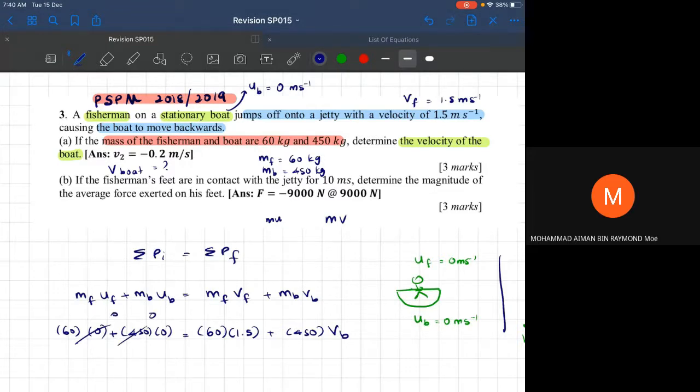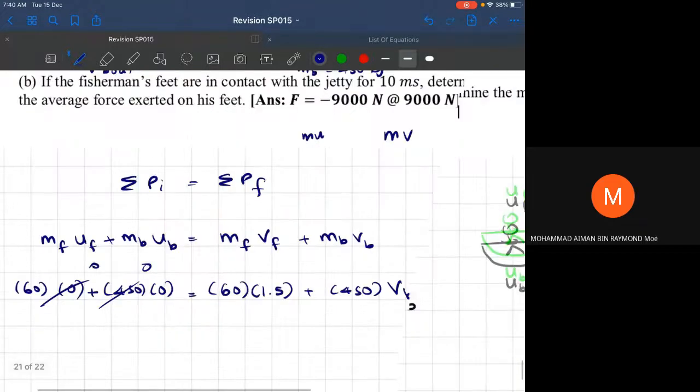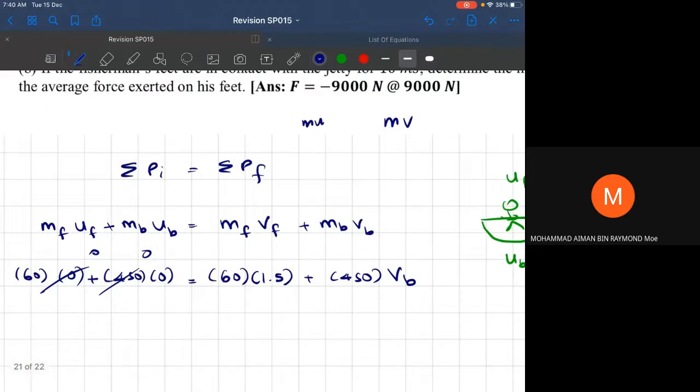Okay. So kamu pun pindah lah. 60 darab 1.5 sama dengan 90. So pindah belah sini jadi negatif 90. So this is 450 and then VB. Okay, and then VB kamu akan dapat siapa nak jawab?